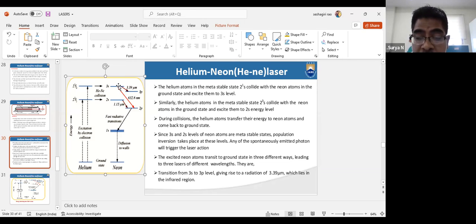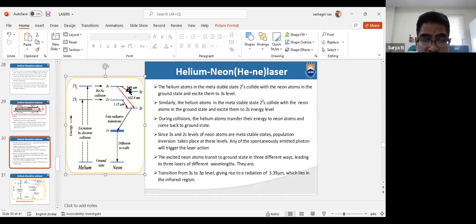So that is around how much? It is around 6,000 angstroms, right? So that is what we are writing. The excited neon atoms transit to the ground state in 3 different ways, leading to 3 lasers of different wavelengths. They are the transition from 3s to 3p, giving rise to a wavelength of 3.39 micrometers, which lies in the infrared region, and another is the transition from 3s to 2p, and the other transition is from 2s to 2p.